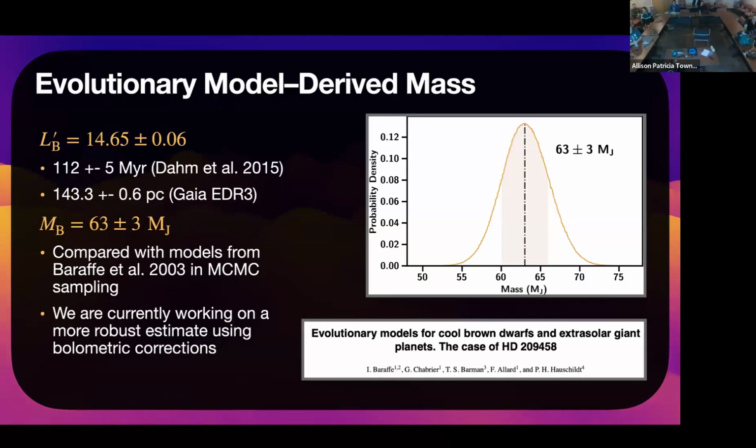And from that brightness, we can also estimate the mass of this brown dwarf by comparing to evolutionary models. So we know the age of the Pleiades very well. So we know how old the brown dwarf companion should be. We know the distance very well from Gaia. And we also have these theoretical models of how we expect brown dwarfs and exoplanets to cool over time.